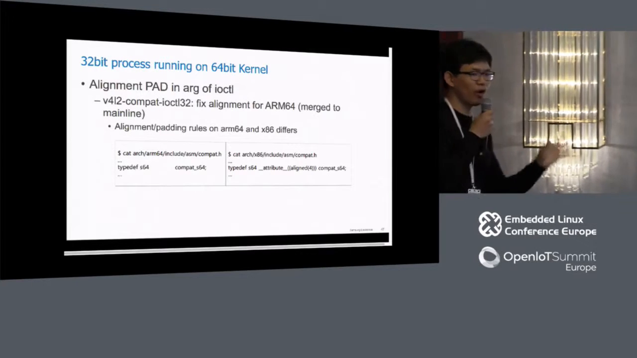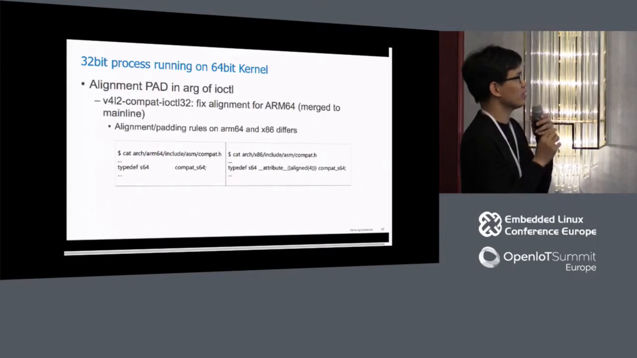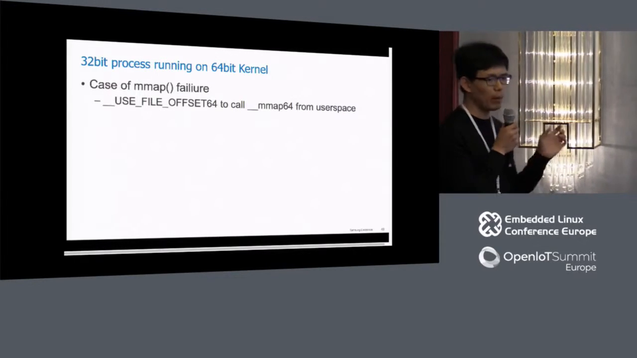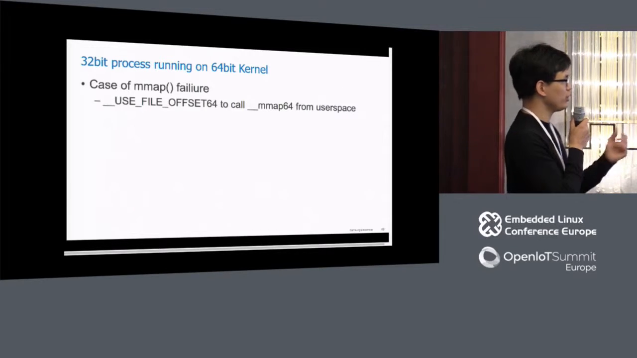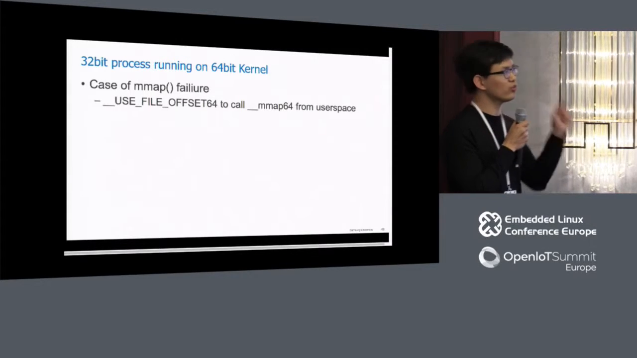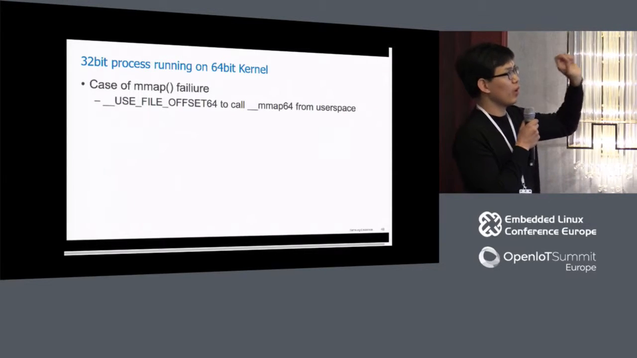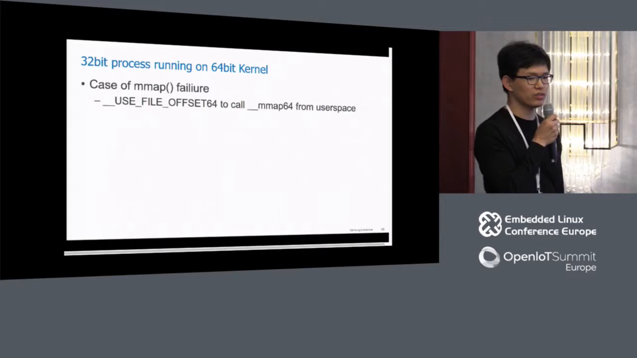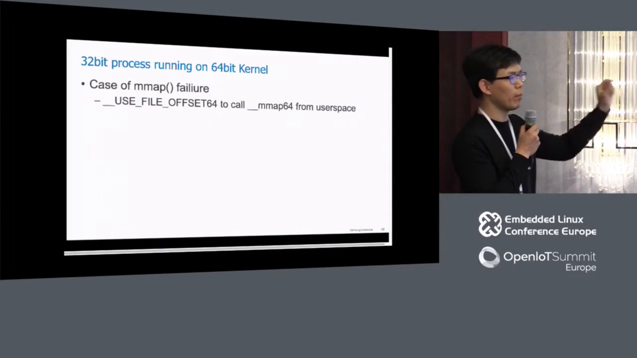Next, sometimes an alignment issue happens, so we should fix it with an aligned pad method. And next, sometimes mmap error issues happen when we use the 32-bit user process. To fix this issue, we should use the O_LARGEFILE flag. If we use this flag, the mmap on the user process uses mmap, and the kernel space uses the mmap64 functions. For example, Mesa and Weston always use this flag to support the mmap issues.